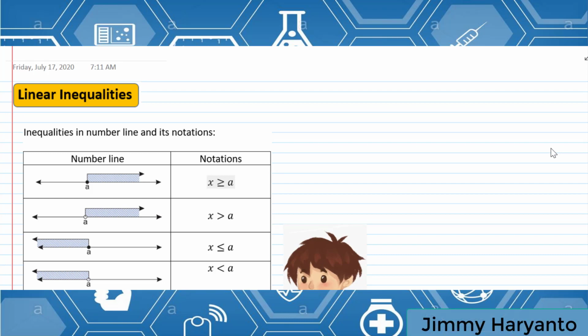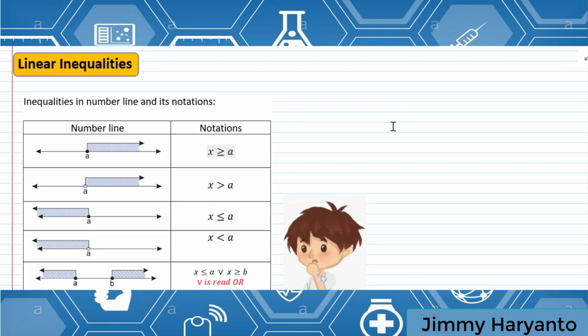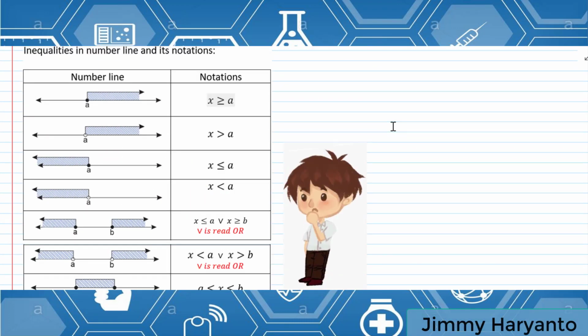Inequalities in number line and its notation, you should memorize it. Okay, there are a lot. In junior high school, you already learned the number line and its inequalities and also the notation. You already learned these four notations: greater than or equal to, greater than, less than or equal to, and less than.